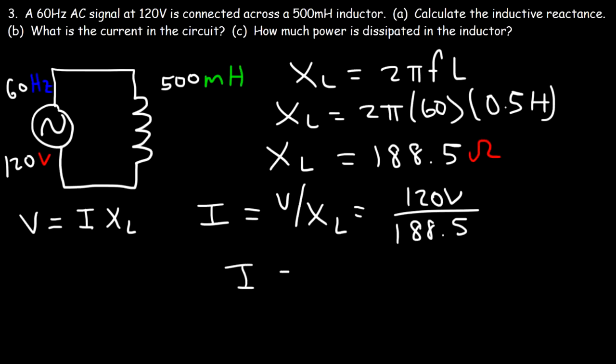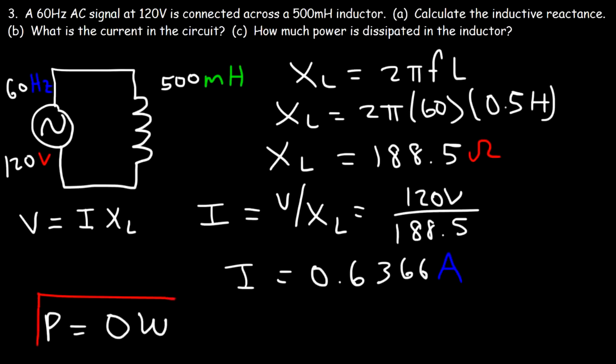So the current in the circuit is 0.6366 amps. Now what about part C? How much power is dissipated in the inductor? The inductor doesn't dissipate anything, so it's 0 watts. It simply stores energy temporarily in its magnetic field, and then it releases it back. And it's constantly doing it. It's constantly absorbing energy and releasing energy. So it doesn't consume energy.